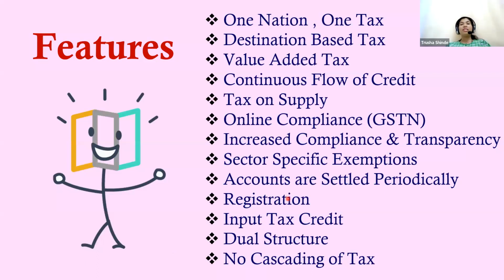Next is the online compliance. Why online compliance, we need to understand, because in the previous system you might have observed there was a lot of paperwork and formalities, and the calculation part was very difficult. The double taxation part was also there. Even cascading was there, that is the tax on tax. To save time, we are converting the whole system into an online system.